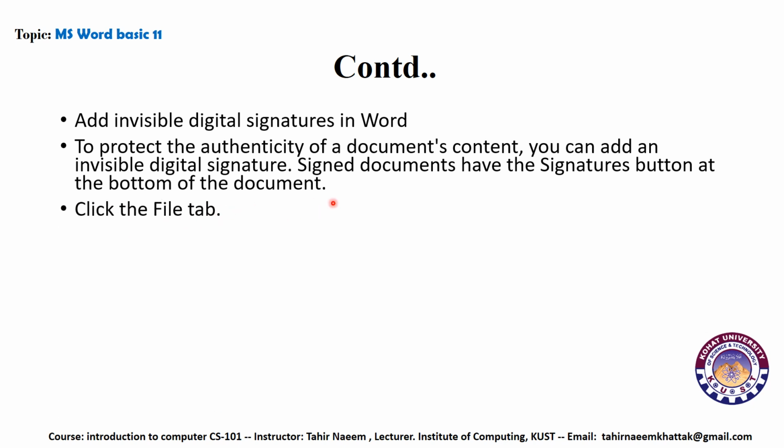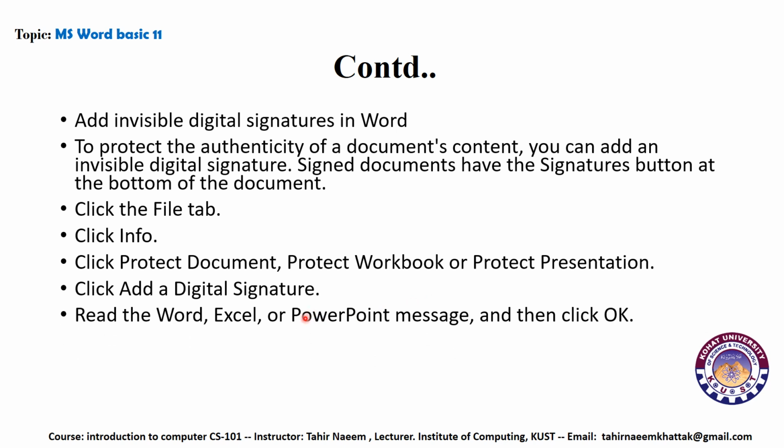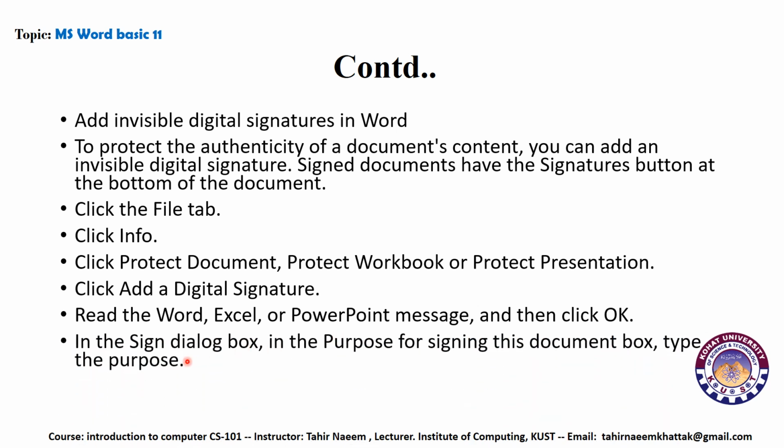So we will click on the File tab, then click on the Info tab, then click on Protect Document, Protect Workbook or Protect Presentation. Then we will click on Add a Digital Signature. Here, read the Word, Excel or PowerPoint message and then click OK. In the Sign dialog box, in the Purpose for signing this document box, type the purpose. Then we will click on Sign.